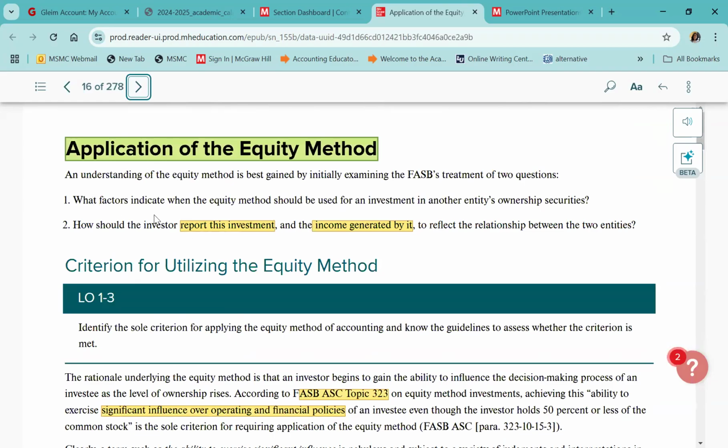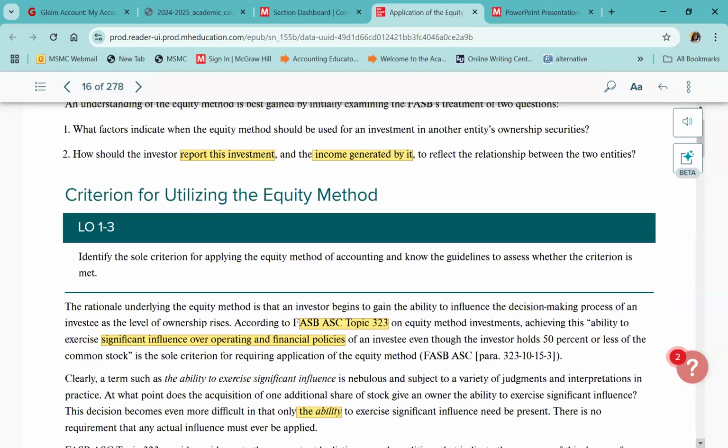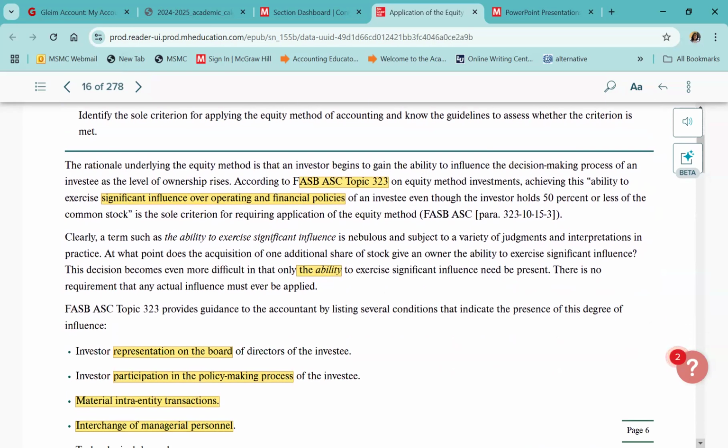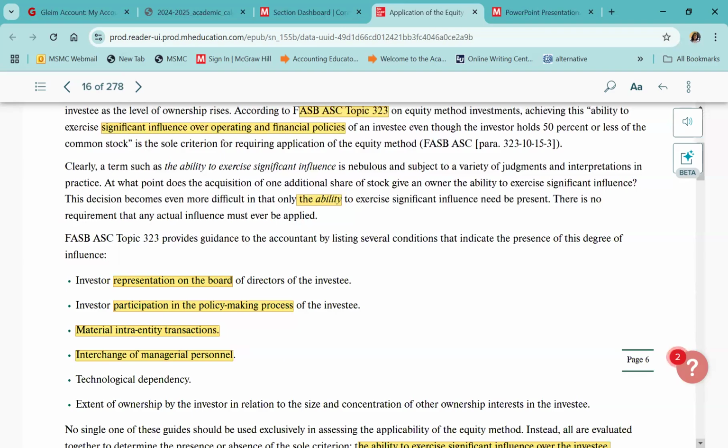So what factors indicate when the equity method should be used? Again, when the investor owns between 20 to 50%, but there are other factors besides this rate. This is simple if we can find this rate, but sometimes there are other signs that tell us the investor has the ability to exercise some influence. So let's read this together.